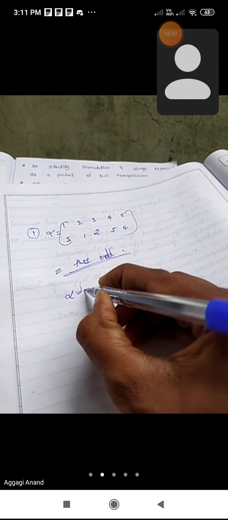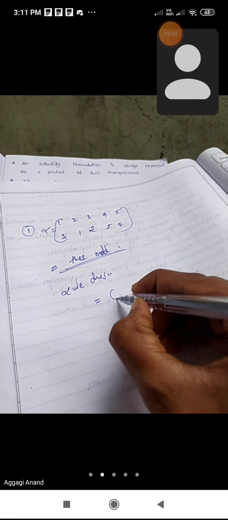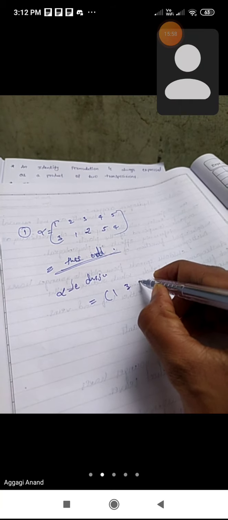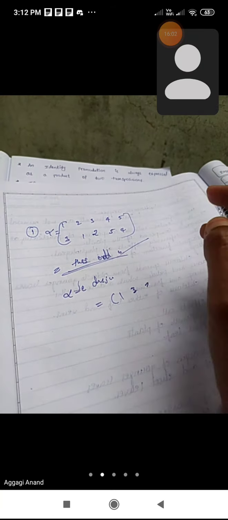First, alpha can be expressed as disjoint cycles. That is nothing but (1, 3, 2)(4, 5), which is an odd permutation.